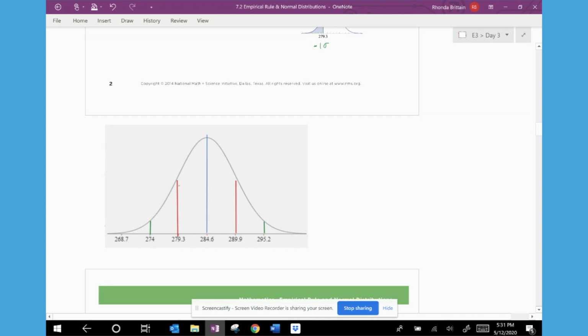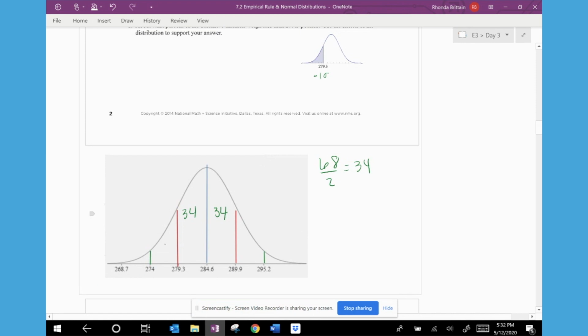So we know that 68% is between 279.3 and 289.9. If I take half of 68, that's going to give me the left and the right-hand side of that. So each of those sections is going to contain about 34% of all of the data observations. Now, that almost gets me where that question is asking. But if I fill in all of these different sections, I should be able to very quickly get the answer to part D.